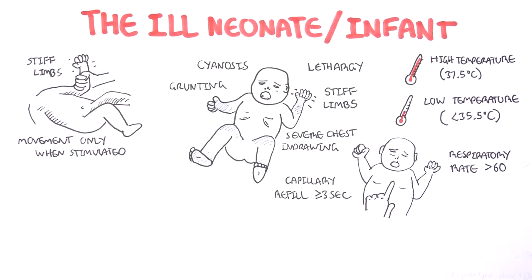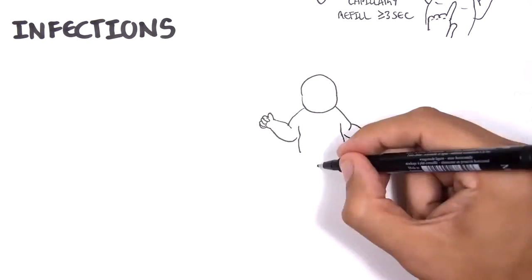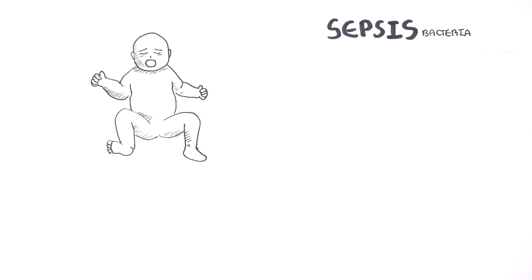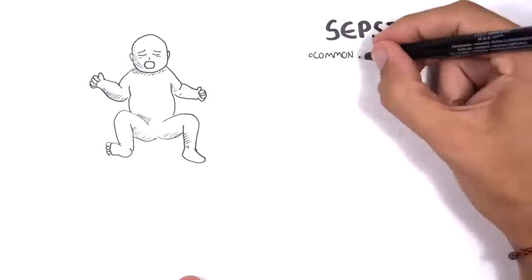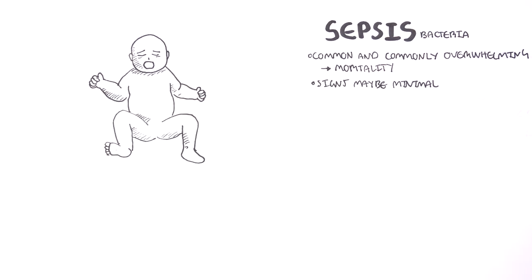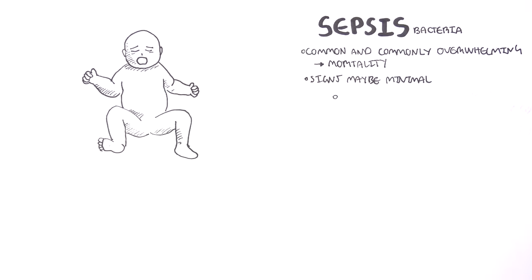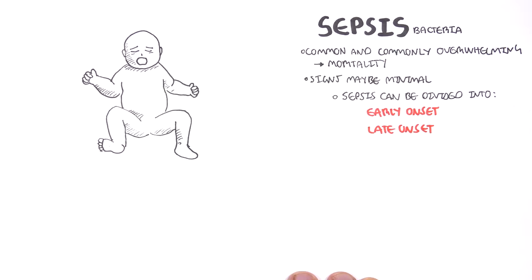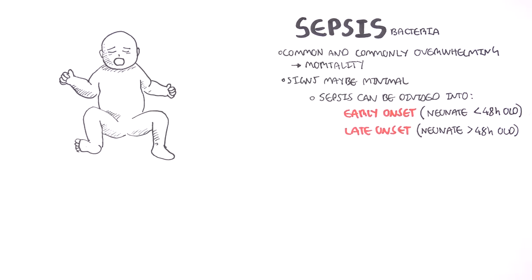The first neonatal infection or condition we will look at is sepsis caused by bacteria. And sepsis is essentially the body's response to a systemic infection. It is common and commonly overwhelming with high mortality. The signs may be minimal, but usually the signs and symptoms are those that we discussed at the start of the video. Sepsis can be divided into early onset or late onset. Early neonatal sepsis means that this is occurring less than 48 hours after delivery. Late onset is when the neonate is already older than 48 hours.